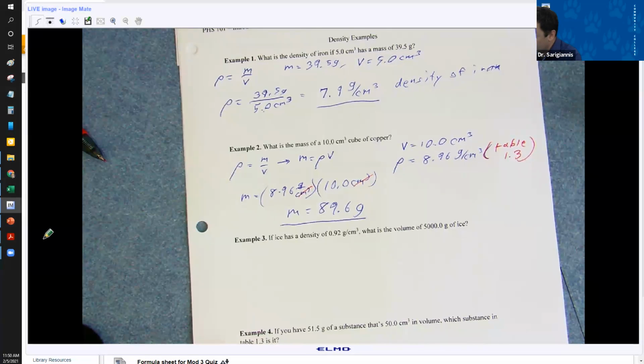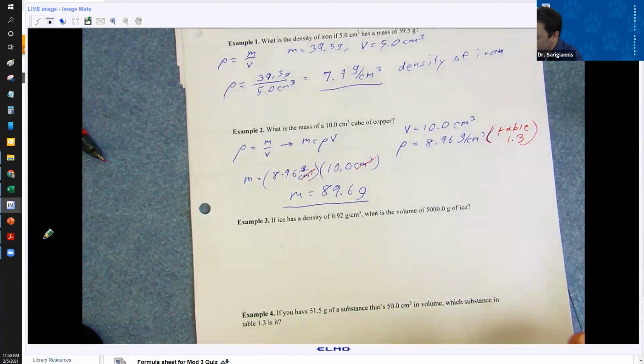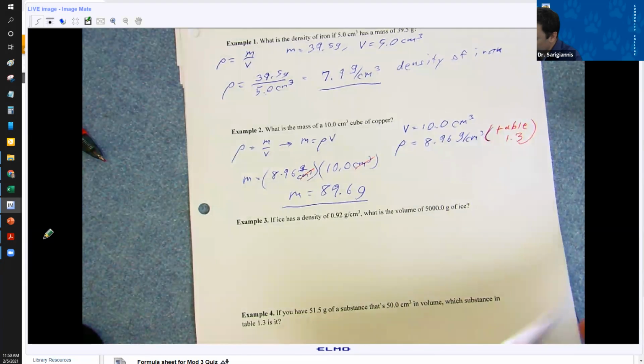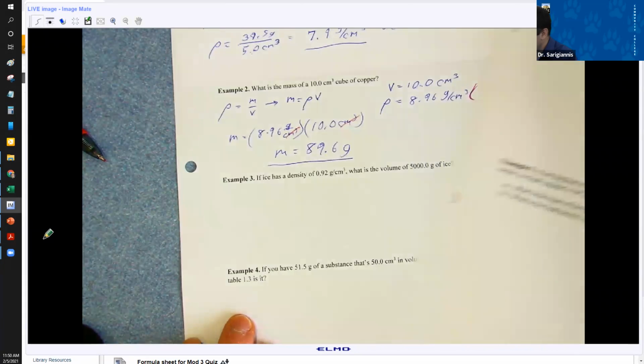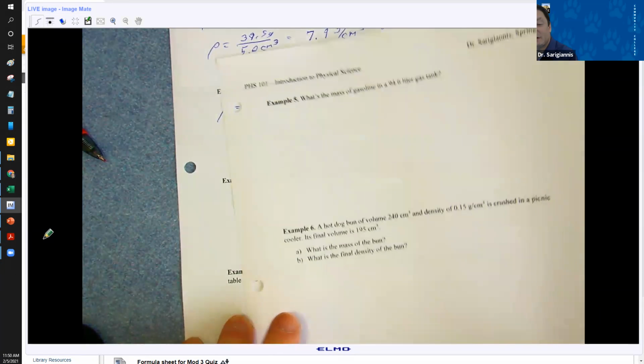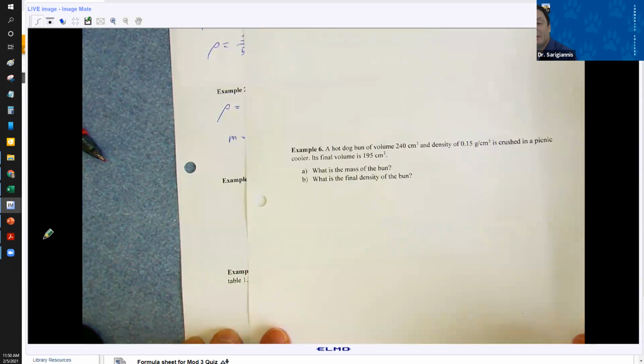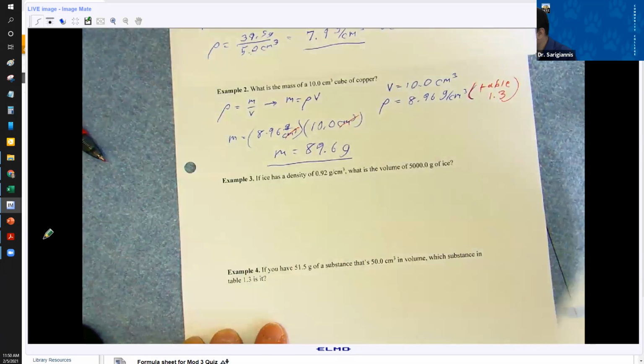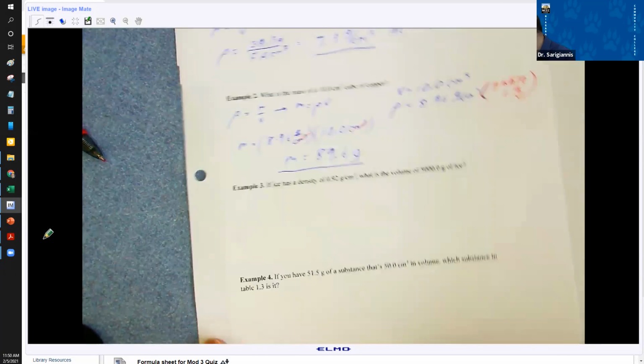Feel free to work ahead, and then I'll go through these on Monday. So I'll just do the rest of these. Example 3 and 4 are fairly straightforward. Oh, and so is 5. Number 6 is more of a problem solving, so you have to do some thinking about that. So we'll work through those on Monday.